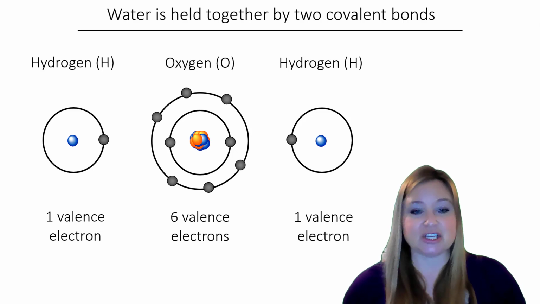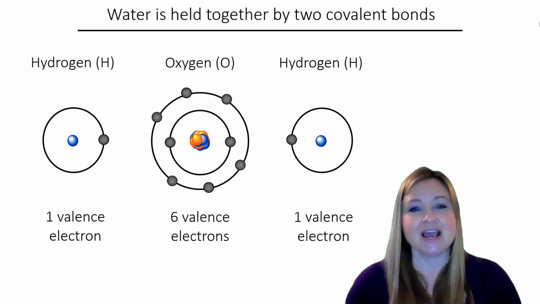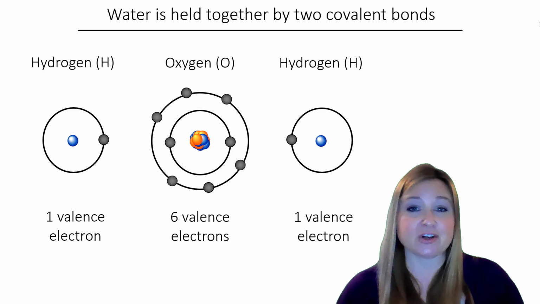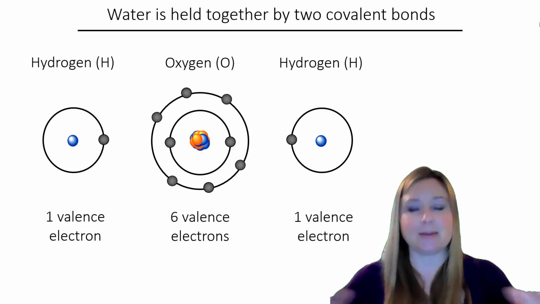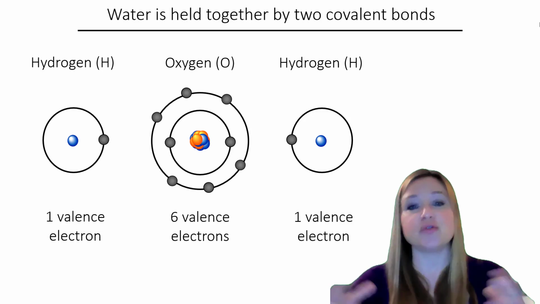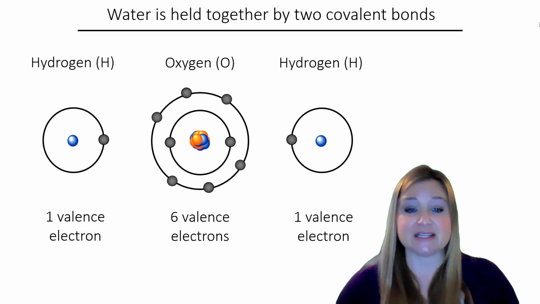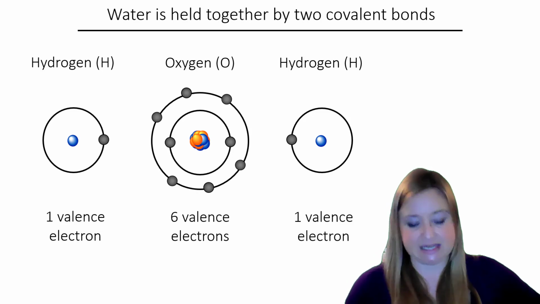Now, we have oxygen with 6 valence electrons. We also have 2 hydrogen atoms here. Hydrogen has 1 proton and it has 1 electron. Again, the maximum in that first shell is 2 electrons. So hydrogen is going to participate in bonds so that it hopefully can have a full outer shell of 2 electrons. Oxygen has 6 valence electrons. Hydrogen has 1 valence electron each.